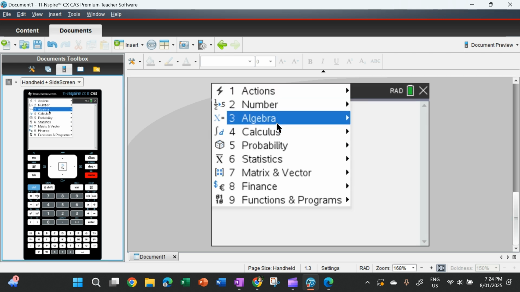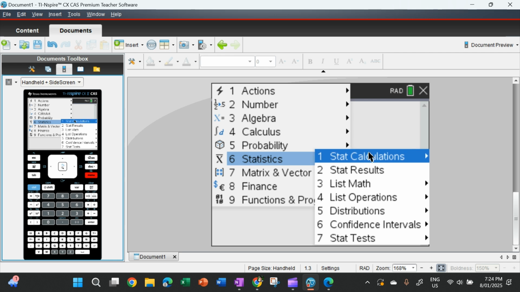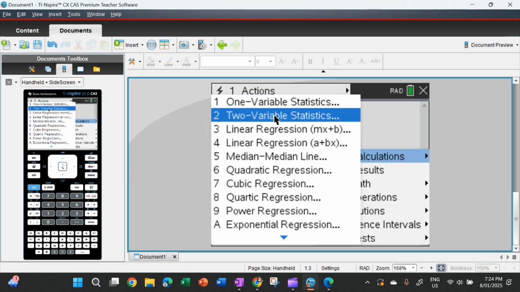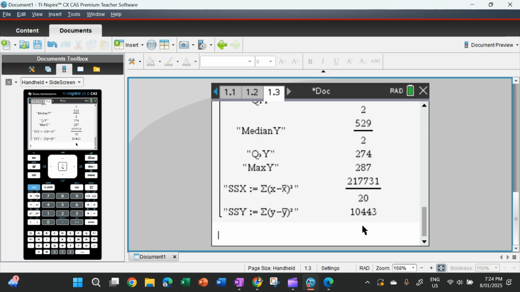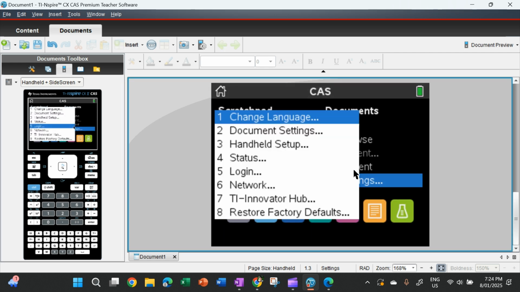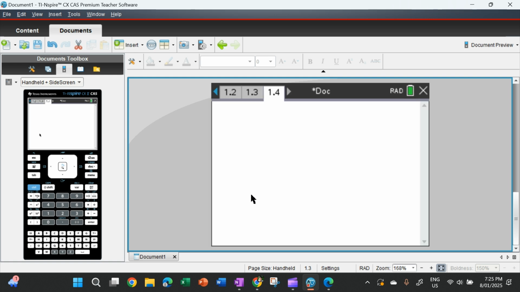Now what we do, if you want to separate them, it's fine. But statistics, stats calculation, two variables. So what we do is we have L1, L2. So once we have this, I'm actually going to change my settings because I've been doing this one as well. So to approximate, back again.